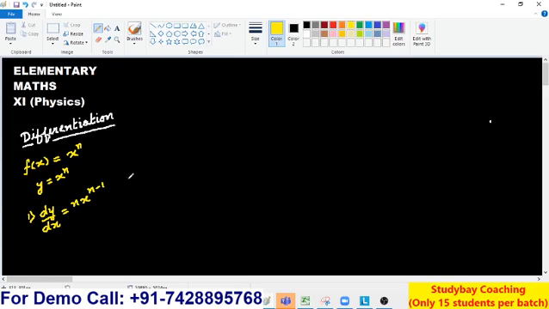Now the next one is, let's say y is some constant, and let's say this constant is represented by c. In that case dy by dx will be equal to 0.